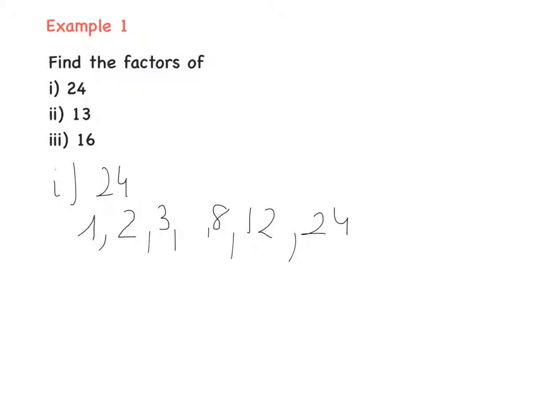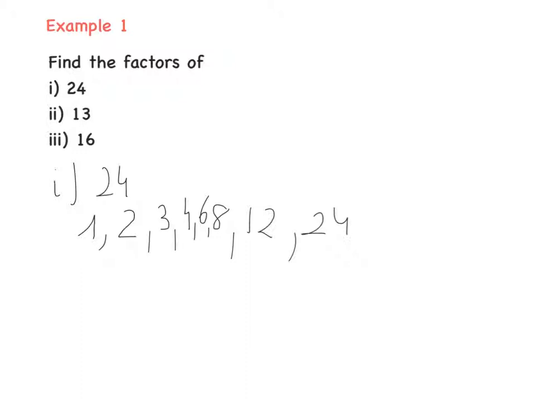And then 4. If we divide 24 by 4, we have 6. So 4 and 6. And between 4 and 6, we have just 5. Can we divide it by 5? No. So these are all the factors of 24. 24 is the biggest one, and 1 is the smallest one, okay? So we have 1, 2, 3, 4, 5, 6, 7, 8 factors.